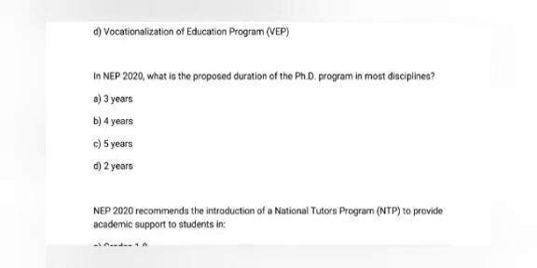Next, in NEP 2020, what is the proposed duration of the PhD program in most disciplines? 3, 4, 5, 2 years. So it will be 4 years.